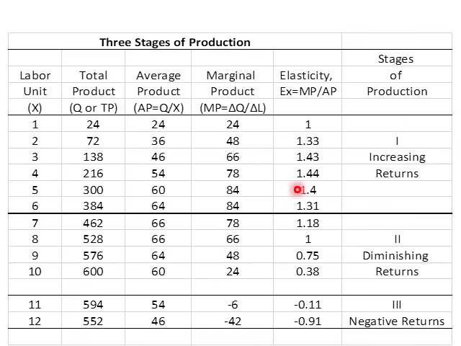And the table also shows the stages. In the first stage, increasing returns, and second stage, diminishing returns, and third stage, negative returns. And during this stage, the total product starts to decline, and the average product also declines here. You can see with these numbers.